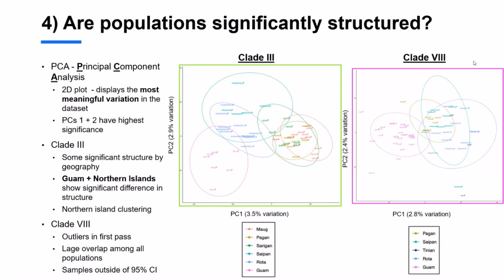Some instant comparisons can be made between PCA results in clade 8 and clade 3. Clade 8 shows significant overlap of every single population to every other population. So there's no two ellipses that are sufficiently segregated from one another. In addition, there are certain genotypes that are outside of their 95% confidence interval ellipses in clade 8. And that just goes to show that there's not a ton of variation in this data set overall.